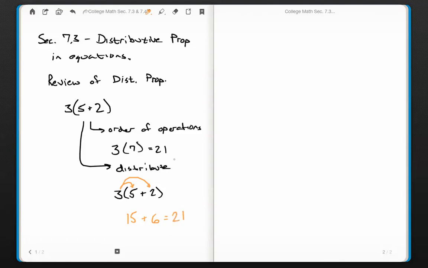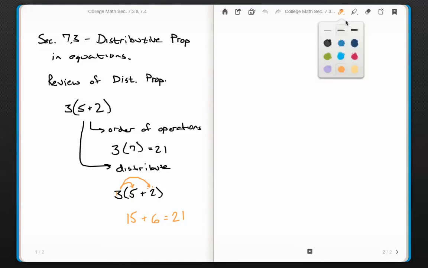Okay, so the key thing to remember here is that when we have distribution going on, a number multiplied by some parentheses, this number has to get multiplied by everything in the parentheses for everything to work out. So we have to distribute into everything. So that's very important to keep in mind. So I'm just going to jump straight into some examples here because 7.4 is going to take a little bit more work. So we'll talk about that then.